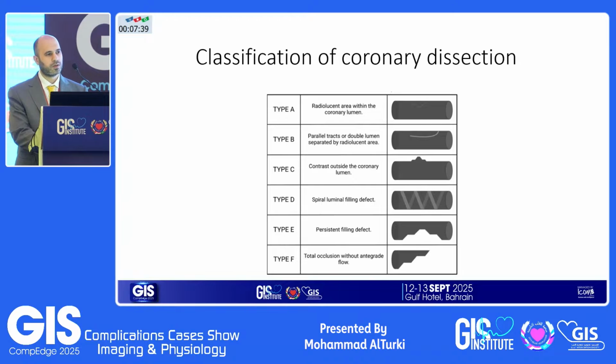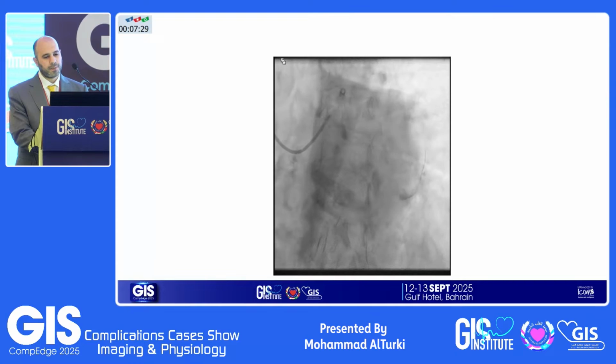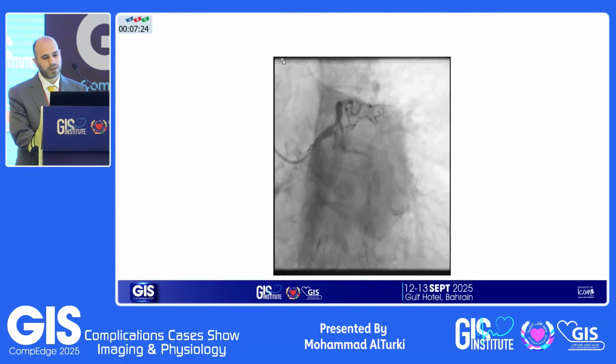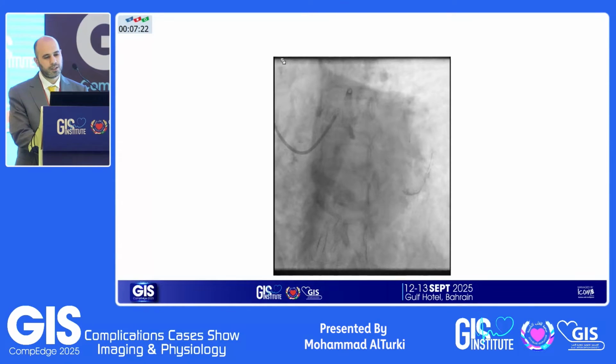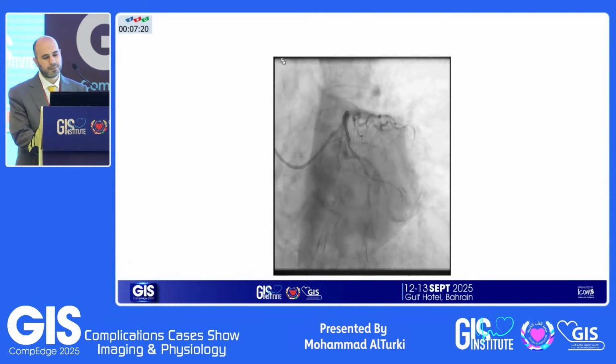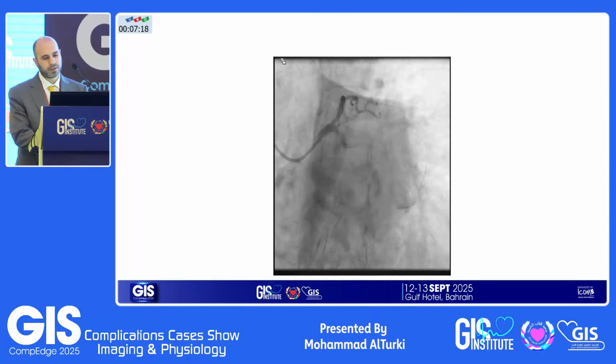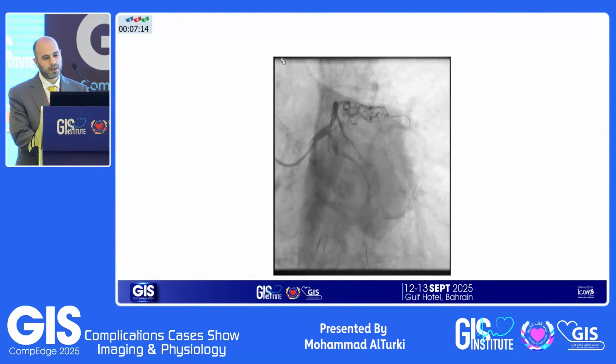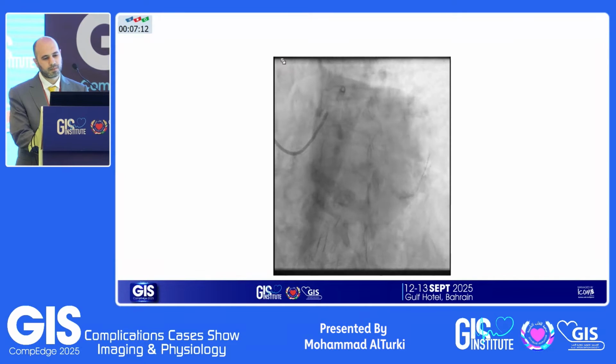dissection. So I just wanted to remind myself and my colleagues about the classification of coronary artery dissection. They range from type A to type F. We're going to see progression of coronary dissection in this case. The first attempt was to rewire the artery with a soft tapered tip wire. This resulted in further propagation of the dissection and the patient having more chest pain.